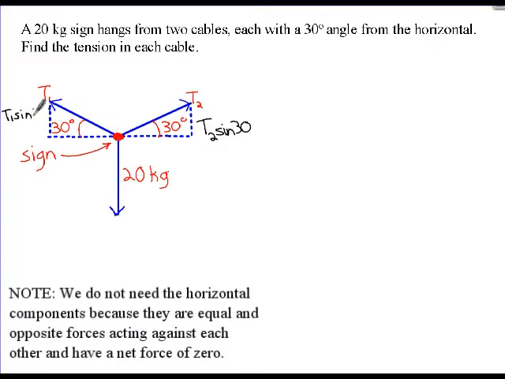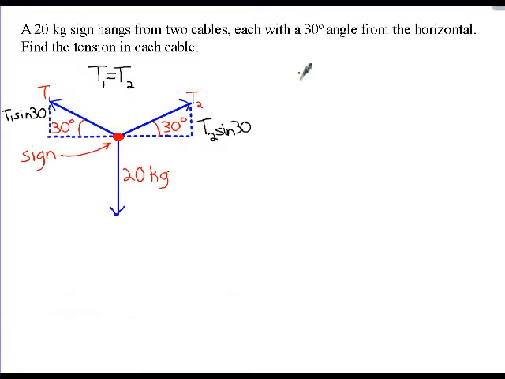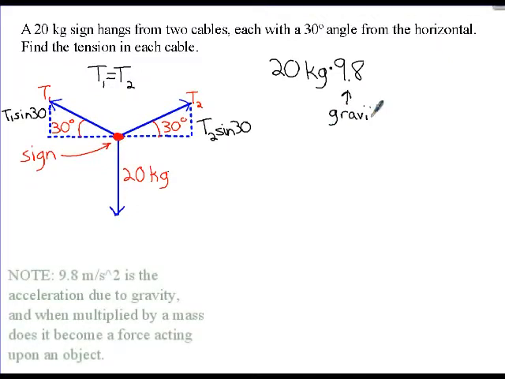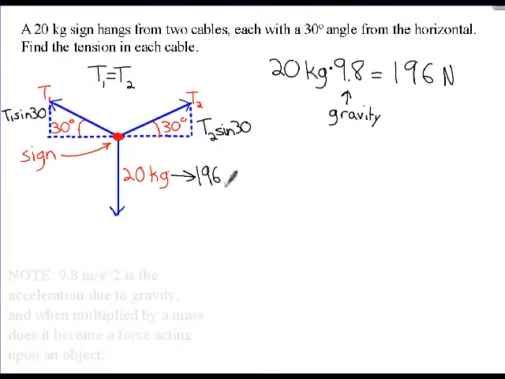However, we don't need the horizontal component in this problem. Because the angles are equal, T1 is equal to T2. However, 20 kilograms is not the weight of the sign. 20 kilograms is the mass, but we need to get the weight, so we multiply 20 by 9.8, which is the force of gravity on Earth. This equals 196 newtons. This number is the sum of the vertical components of T1 and T2.